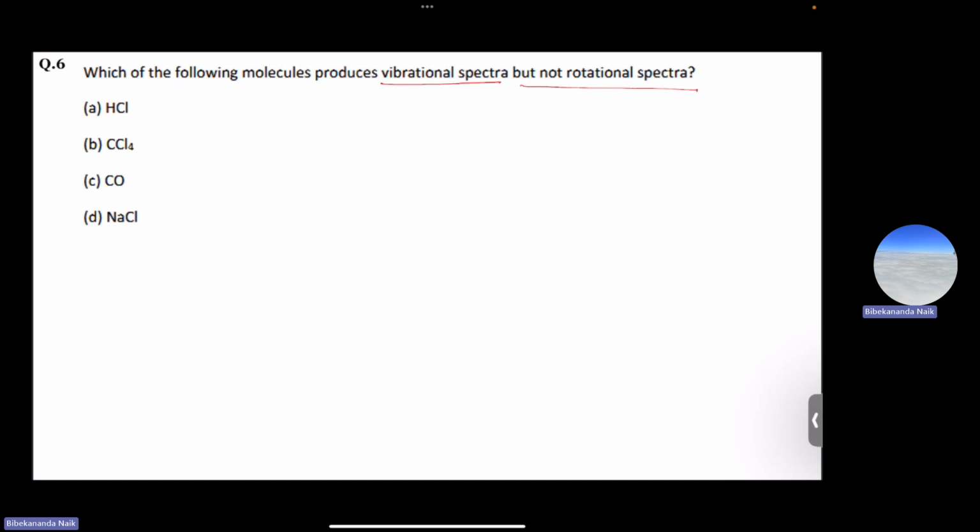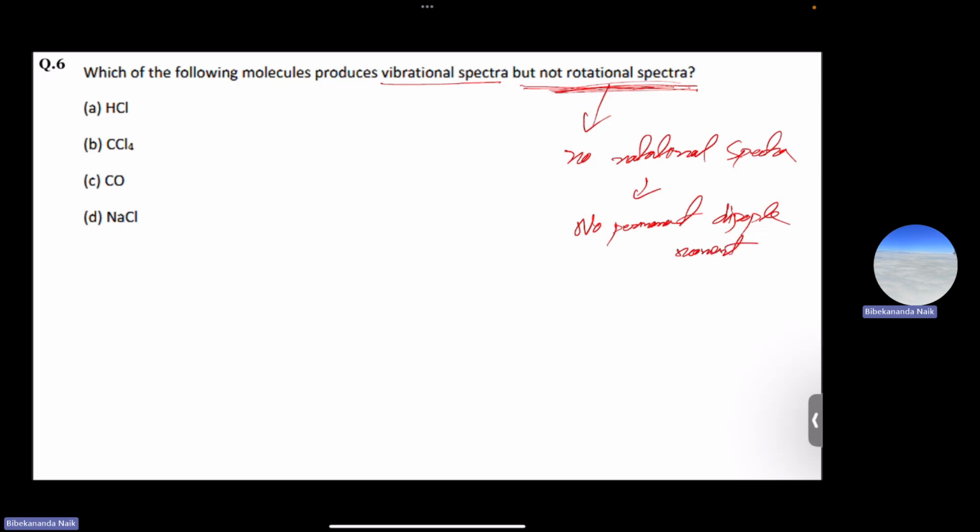So if you see the molecules that don't show rotational spectra, it means no permanent dipole moment. If you talk about HCl, it has permanent dipole moment. For carbon monoxide, it has permanent dipole moment. For NaCl, so they all have permanent dipole moment.